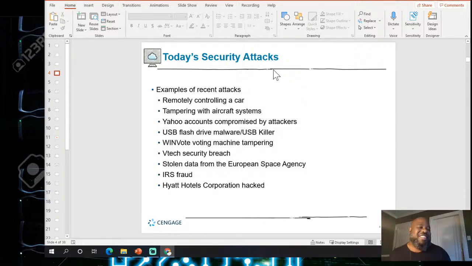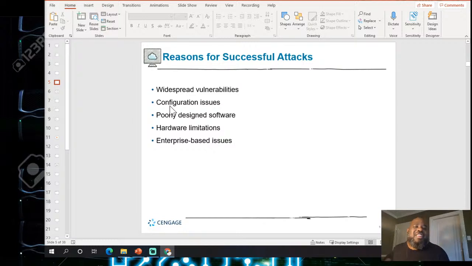So: widespread vulnerabilities, configuration issues, poorly designed software, hardware limitations, and enterprise-based issues. Leo Laporte was interviewing somebody, and he said software needs to be designed properly with security in it. I agree with that 100%. The sad part is that's not going to happen anytime soon.